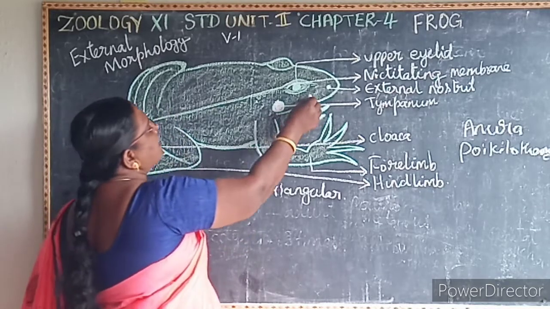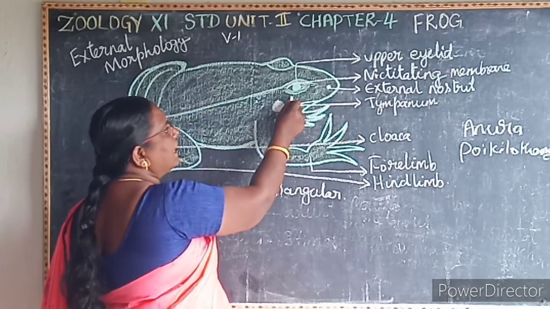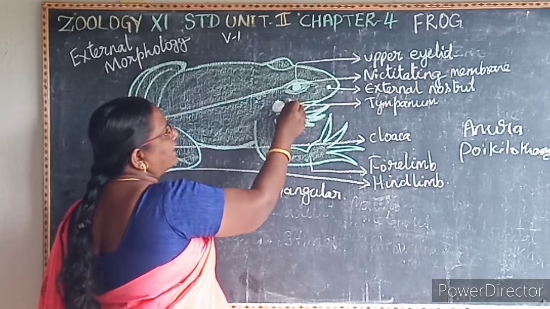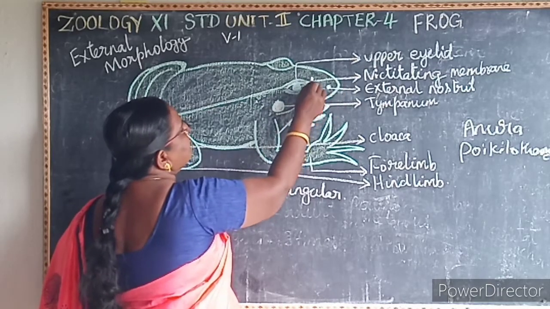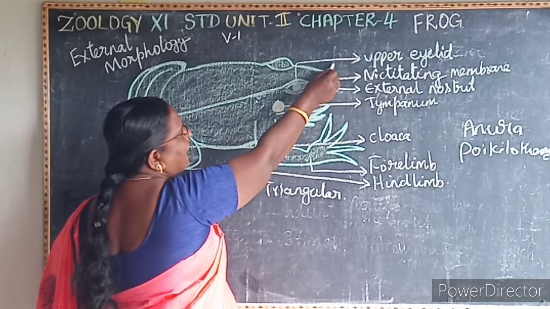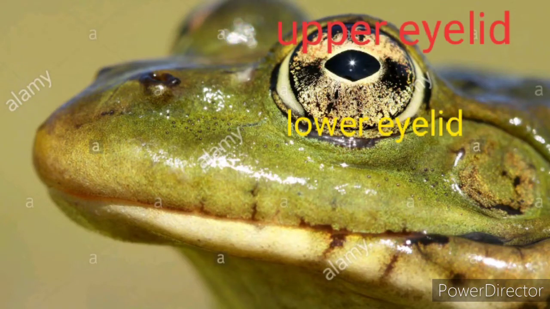Then behind the nostrils, eyes are present. These eyes are very large and are protected by the upper eyelid and the lower eyelid, as you can see in the picture. The upper eyelid is thick and immovable, and the lower eyelid is thin and movable.